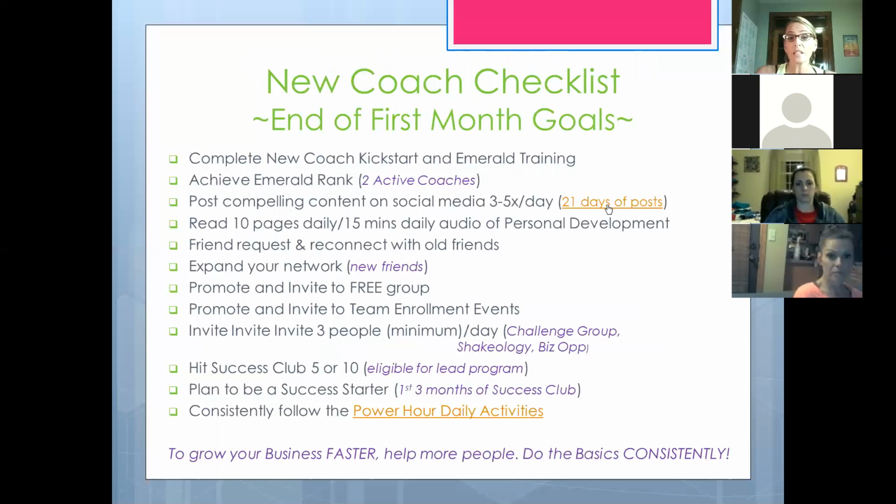Post compelling content 3 to 5 times a day. And I've given them a link to our 21 days of posts. So now that they've gotten past that first 7 days of posting, now I'm giving them 21 more days of posting to help them learn, again, duplicate, get a feel for what compelling content looks like. They're reading 10 pages or listening to 15 minutes daily of audio personal development. They're requesting and reconnecting with old friends, expanding their network, promoting and inviting to a free group.